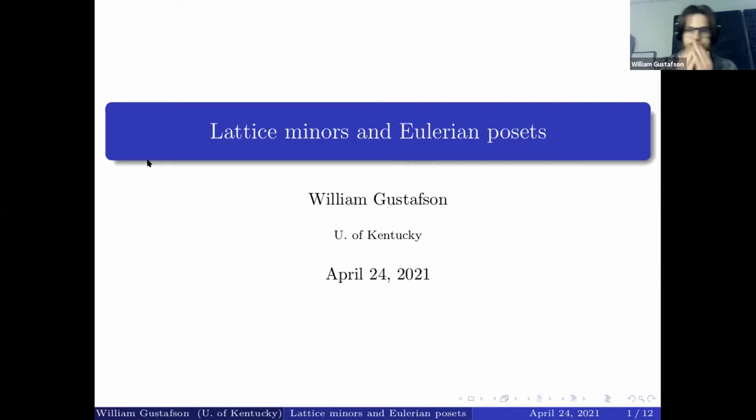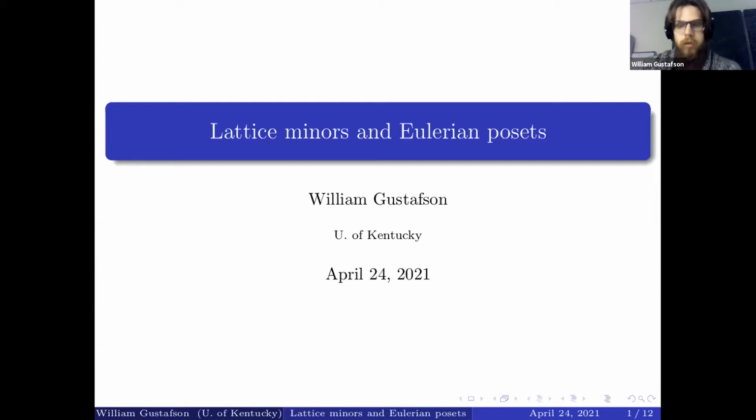Okay. Right. So the main goal of this talk is to introduce for you a notion of deletion and contraction on lattices, which will, in a certain sense, generalize deletion contraction on graphs. And then from this, I'll define a poset of minors of lattices, and then I'll give a construction which shows that they're Eulerian, these posets of minors, and also that they have nice topology.